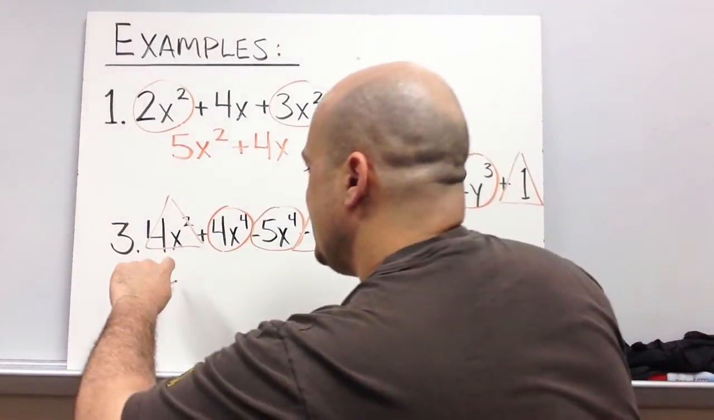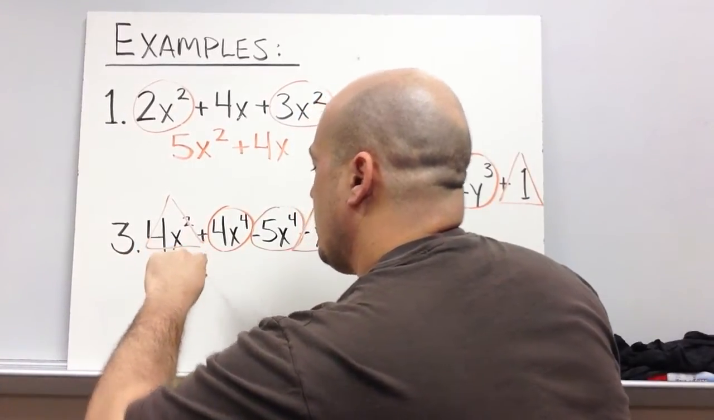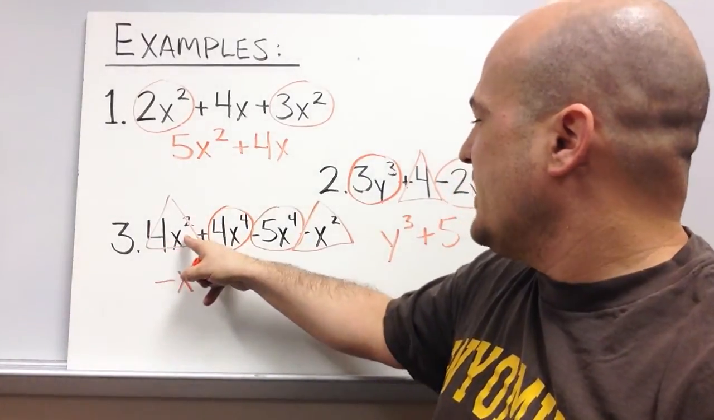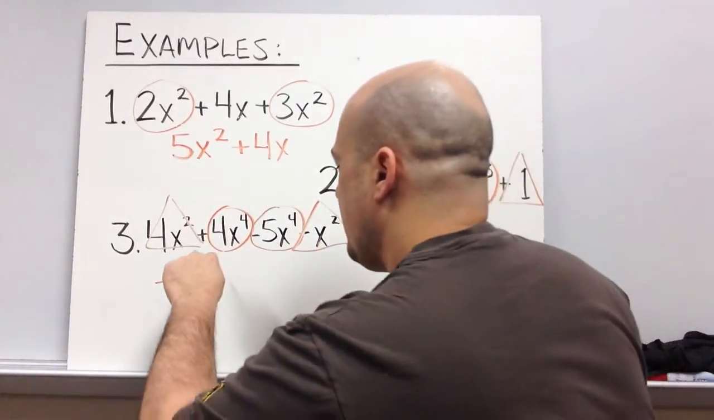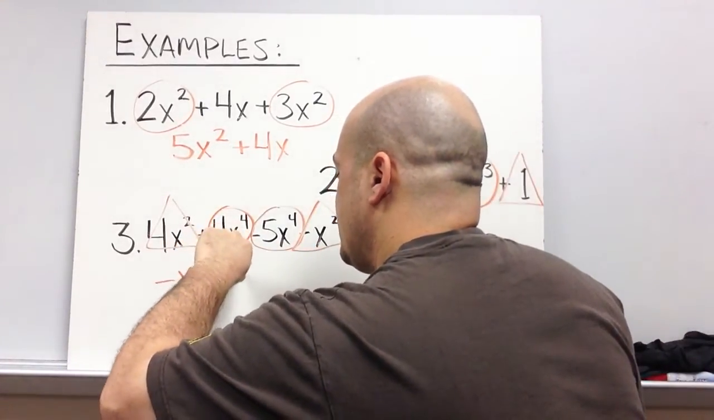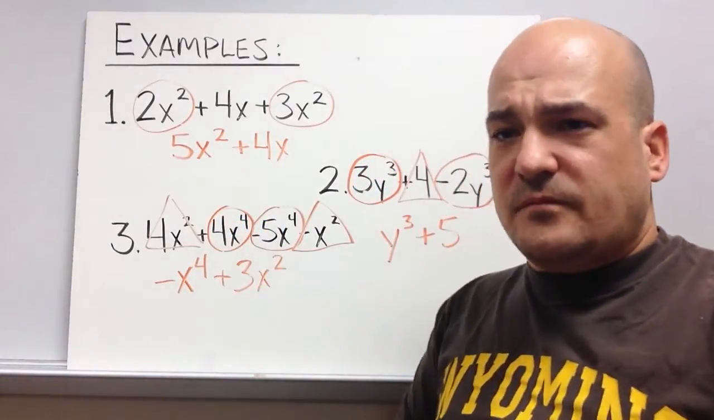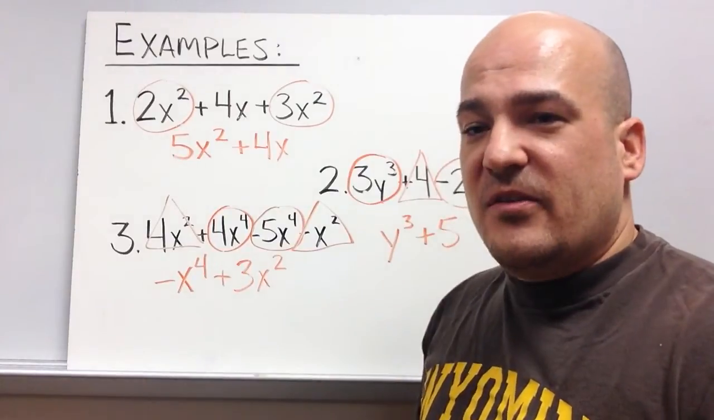4 minus 5 is negative 1, or negative x to the fourth. Then I look for my next one. 4x squared minus x squared. Well, 4 minus 1 is 3x squared. And that's my solution. That's how I add or subtract monomials.